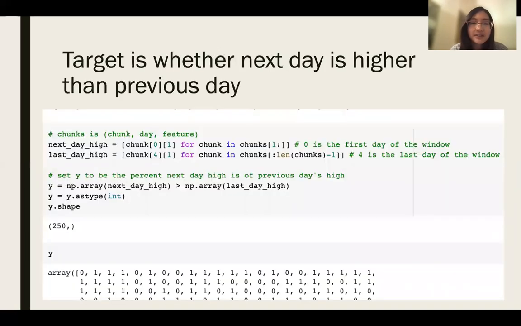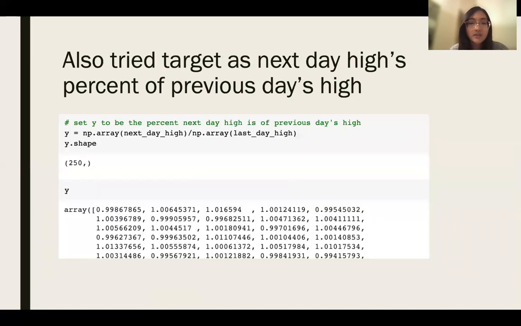My target was a binary classification of whether the next day's high would be higher than the previous day's high. I also tried a target as the next day's high as a percentage of the previous day's high, but I didn't end up following this train of thought because I found the binary classification more simple to evaluate goodness of the outcome.